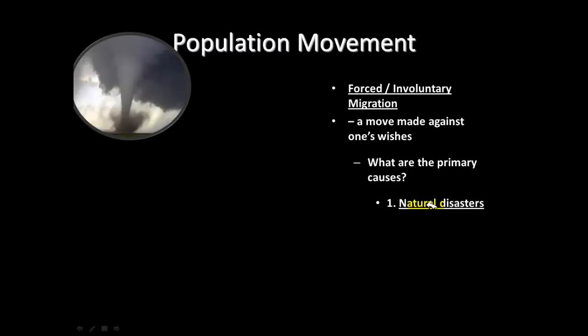Now, there's also forced or involuntary migration. It is the opposite of voluntary immigration, when people are made to move against their wishes. Some of the primary causes of it are natural disasters. Using the Hurricane Katrina example again, people who were living in New Orleans were displaced immediately after Hurricane Katrina. They had to leave. They could no longer live where they lived, either permanently or temporarily. They had to move.